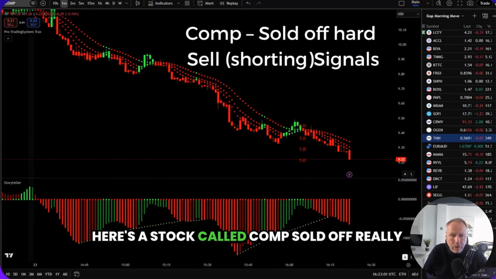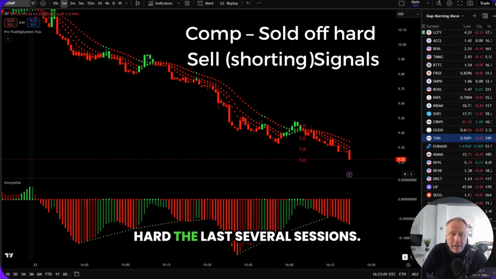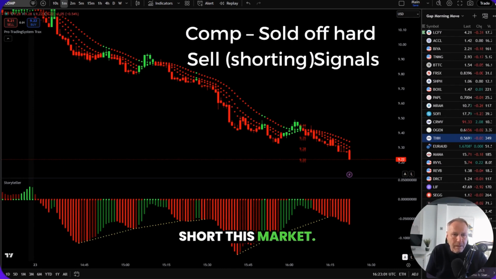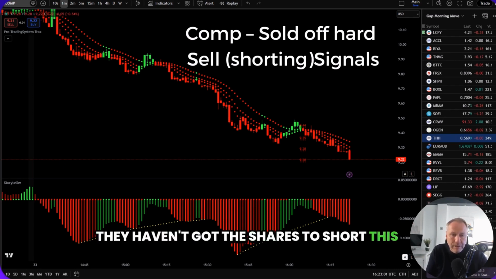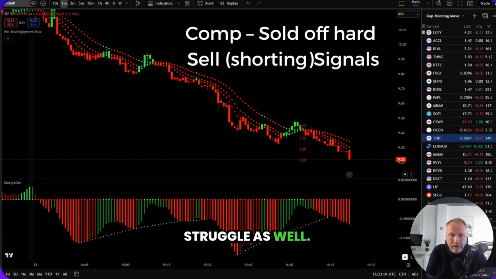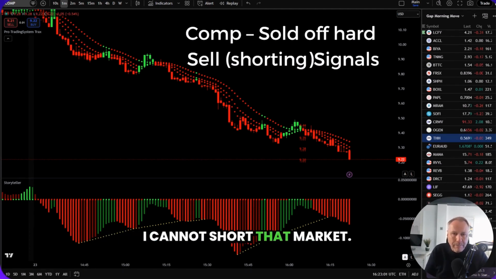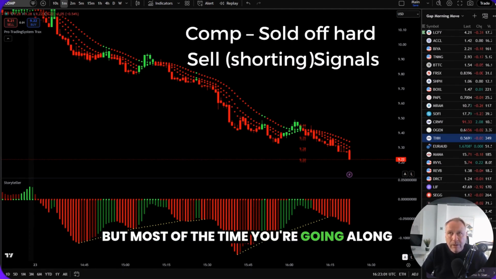Here's a stock called Comp, sold off really hard the last several sessions. And the issue with this, with some brokers, is that you might not be able to short this market. They haven't got the shares to short this market. And sometimes that is also a bit of a struggle. You've got a small cap stock and you're looking to short it, and it's what we call hard to borrow. I cannot short that market. But most of the time you're going long these markets.